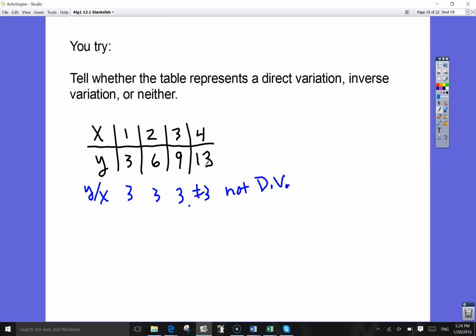Now if I try xy, for the first, 1 times 3 is 3, 2 times 6 is 12, and those are not equal, so this is not inverse. So it's neither.